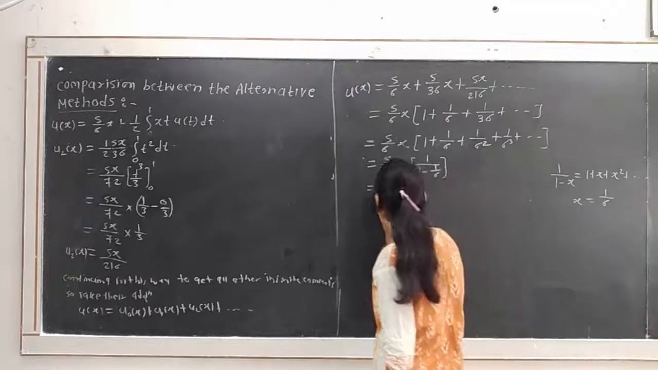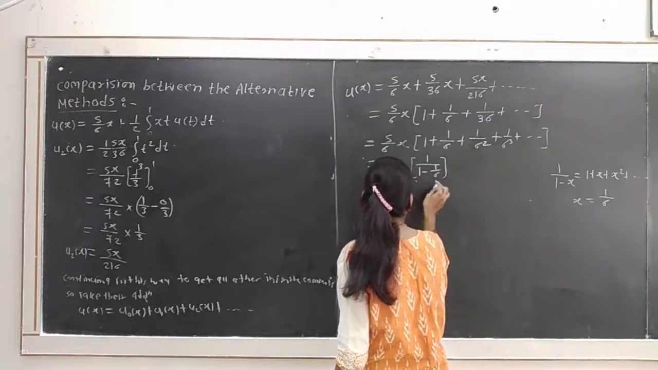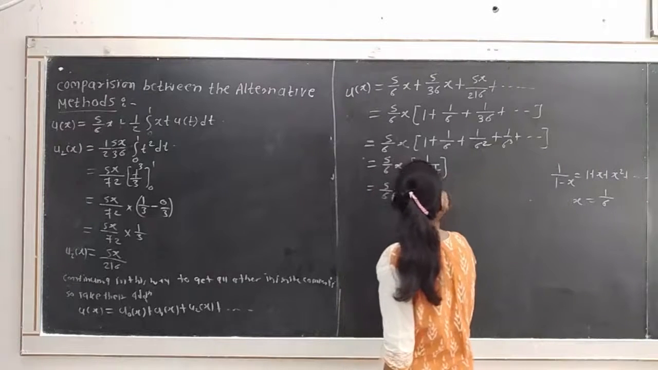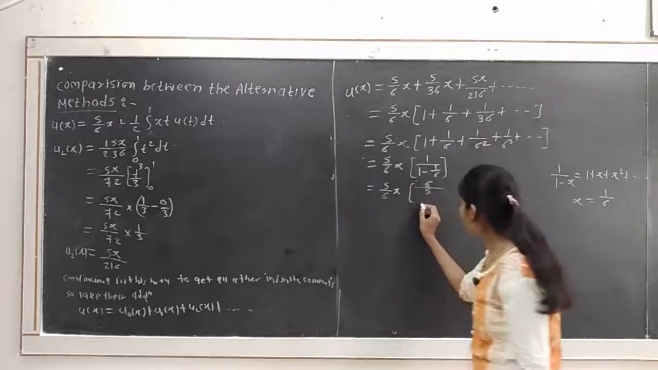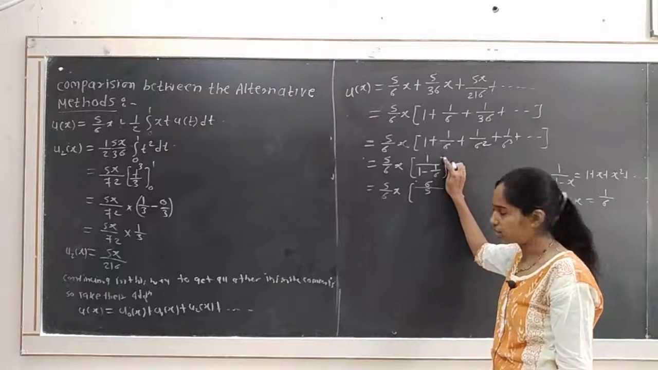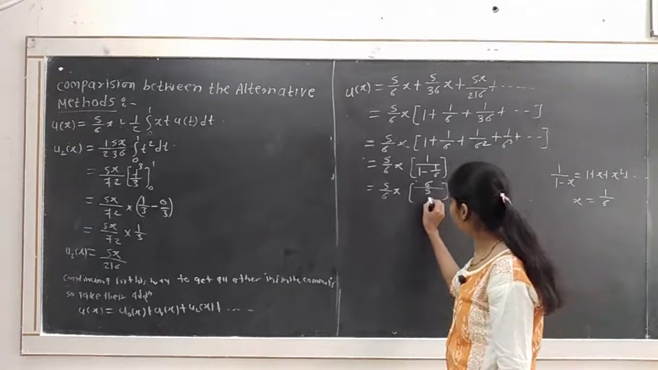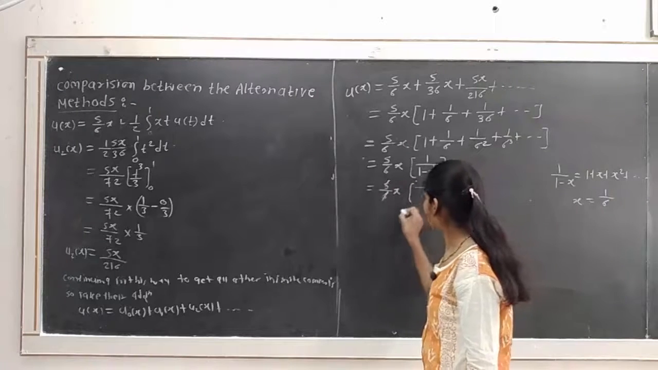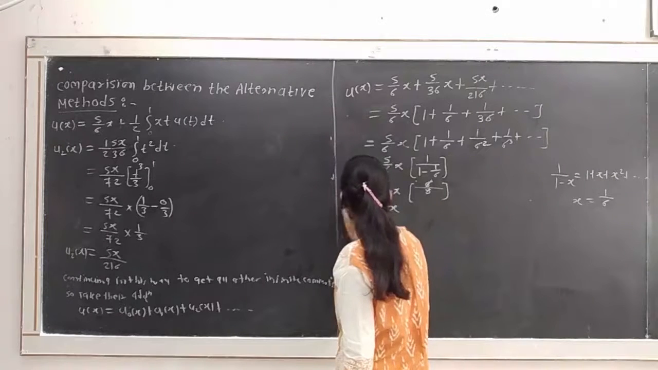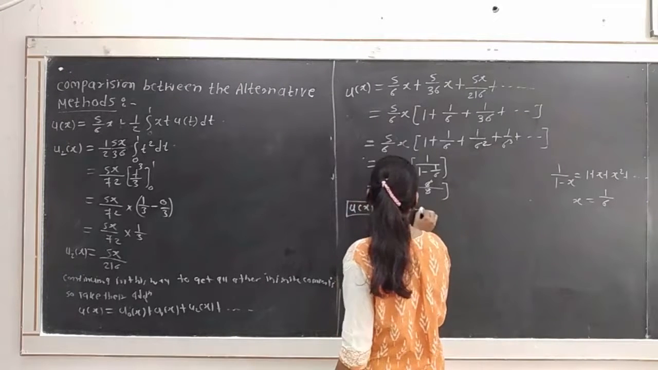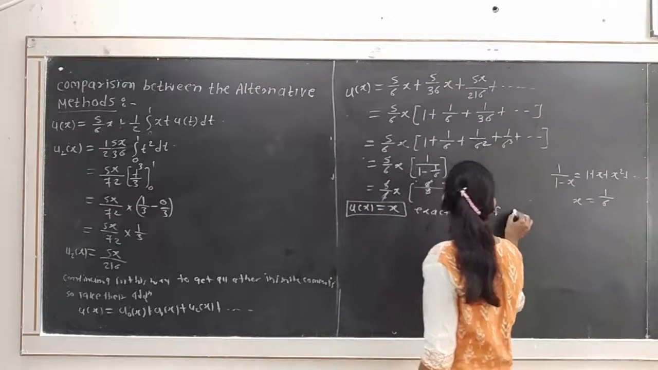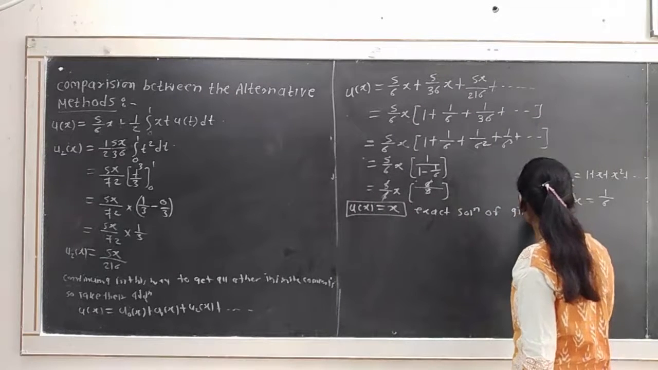Okay, so by simplifying 5 divided by 6 into x, by taking cross multiplication, 6 minus 1 will be 5 and this 6 in the denominator can be shifted to the numerator, so we get into 6 by 5. So this 5 gets cancelled and we get u of x is equal to only x. So u of x is equal to x is the exact solution of the given integral equation.